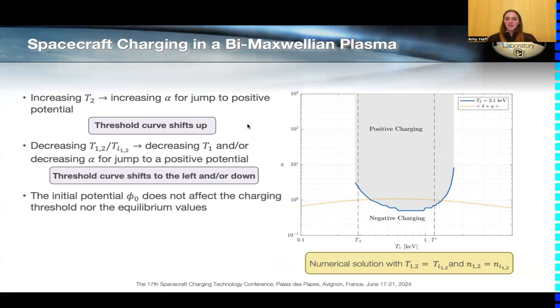Decreasing the ratio of electron temperatures to ion temperatures causes the threshold curve to shift to the left and also possibly down, which makes sense because the positive influence of the ions in this case would be greater. The key result is that the initial potential of the spacecraft does not affect the threshold curve nor the equilibrium values, which is significant because the initial potential does affect which equilibrium value the spacecraft will converge to when including the electron beam.